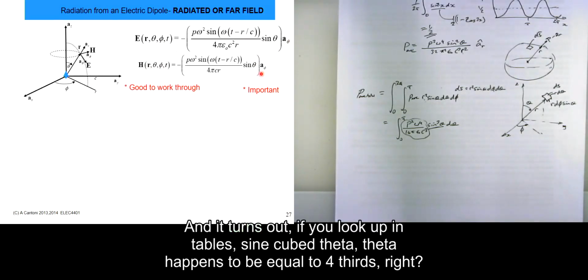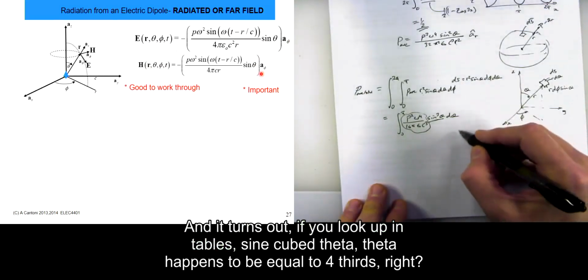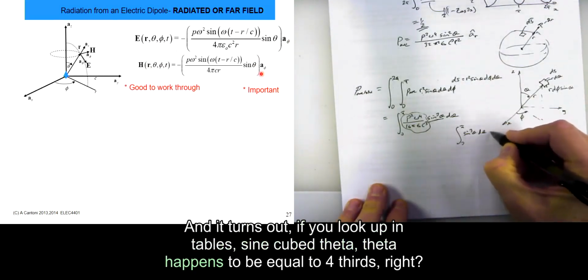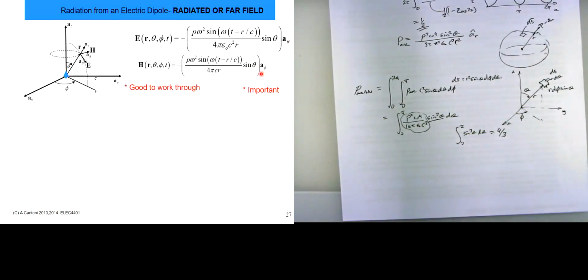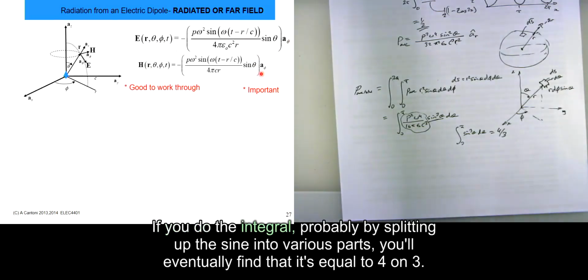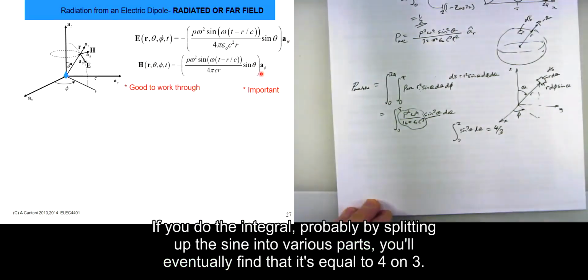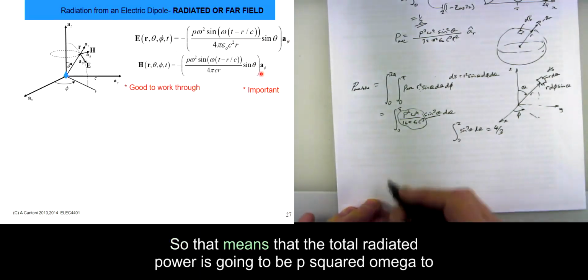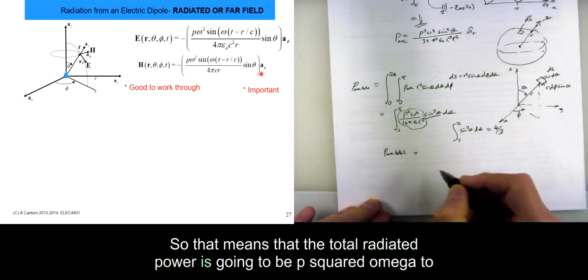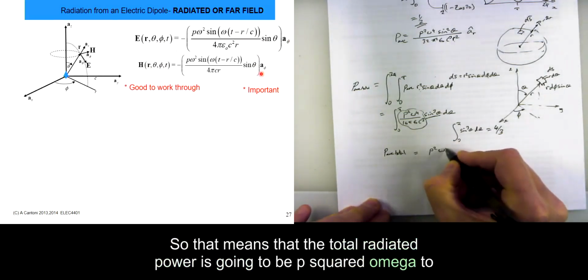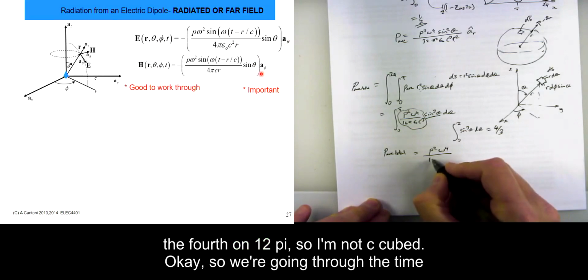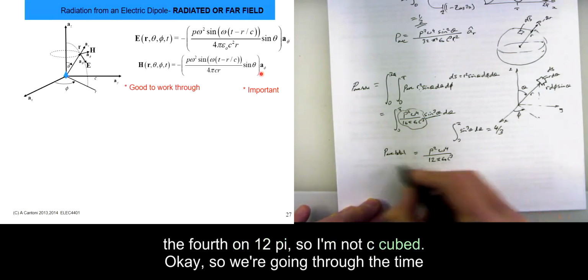It turns out you can look up in tables that the integral of sine cubed theta happens to be equal to 4/3. If you do the integral, probably by splitting up the sine into various parts, you'll eventually find that it's equal to 4/3. So that means that the total radiated power is going to be p squared omega to the 4th on 12 pi epsilon naught c cubed.